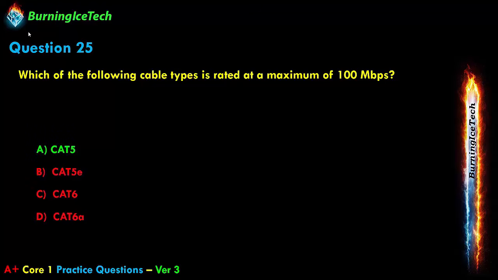So there you go. Now looking at answer B, Cat 5e can go a maximum of 1000 megabits per second, or 1 gigabit per second, as some might say. Cat 6 will go a maximum of 1000 megabits as well, or 1 gigabit as well. Cat 6A will go a maximum of 10 gigabits per second, or 10,000 megabits per second. So there you go, guys.